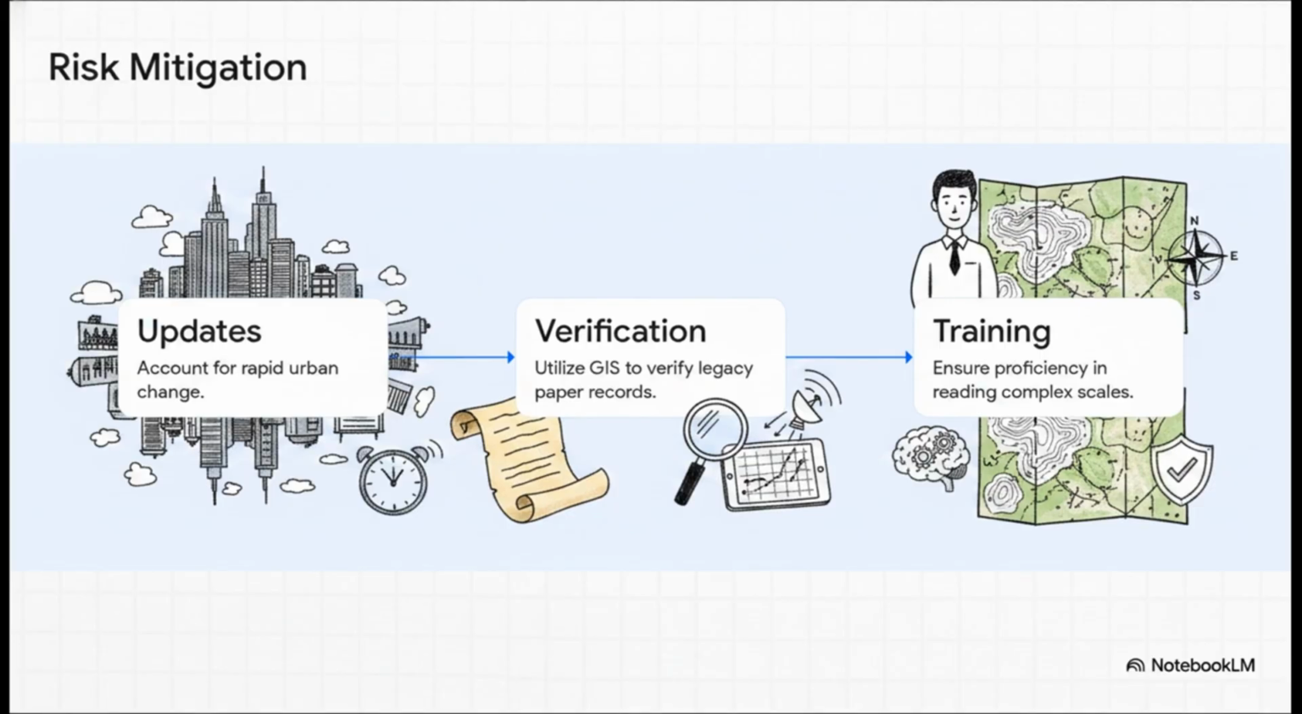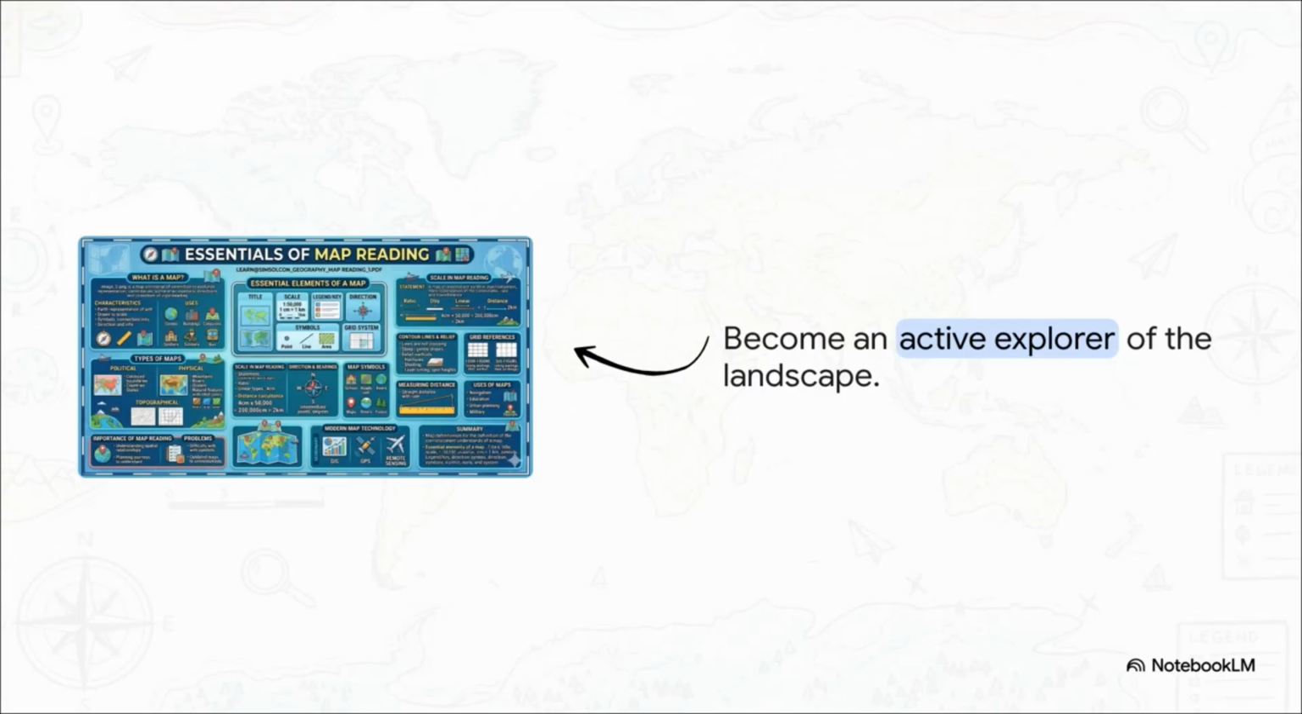First, mandating regular updates to account for rapid urban change. Second, cross-verifying legacy paper records against fresh satellite intel. And third, enforcing standardized training to eliminate human error when reading complex scales and 3D contours. When you really master this language, it completely transforms your perception of the world. You no longer just see a path to a destination, you actually see the personality of the land itself.